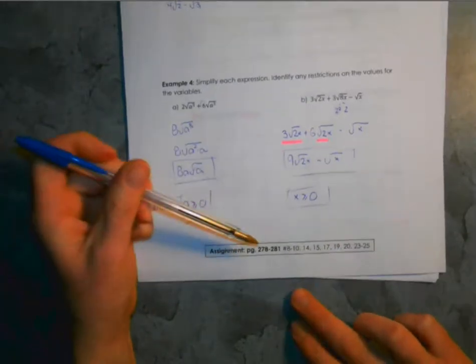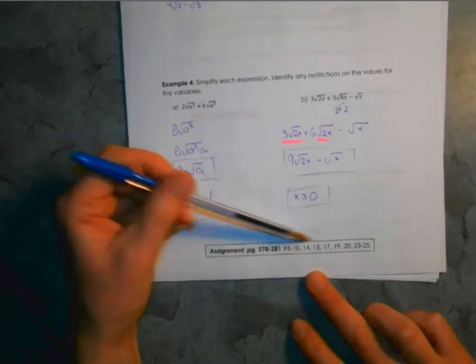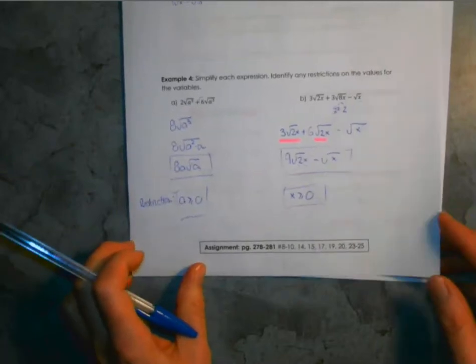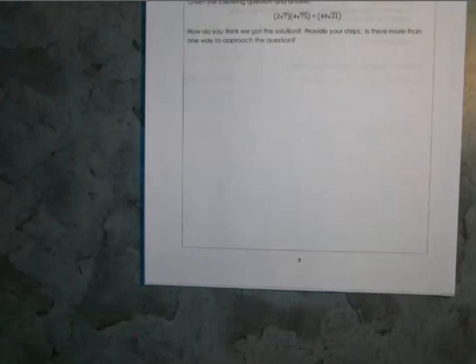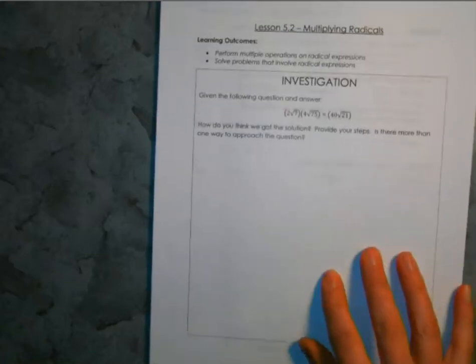You have an assignment from the textbook, pages 278 to 281, a bunch of different questions there. Try them out, check your solutions to make sure you're getting these correct. And next time we're going to look at multiplying radicals. The next section in your textbook is actually both multiplying and dividing, but I've decided to break it into 2 different lessons. So we're going to do multiplying radicals as one lesson and dividing as another. So I will see you then.